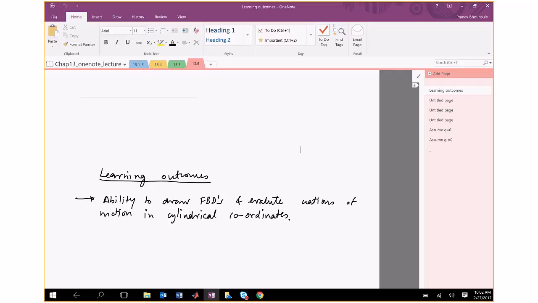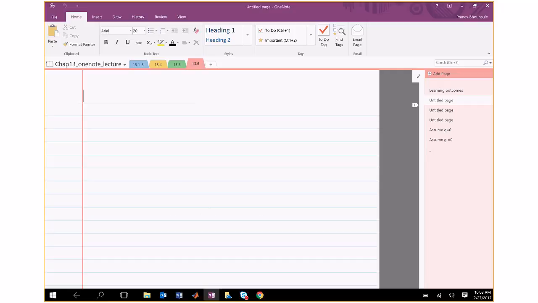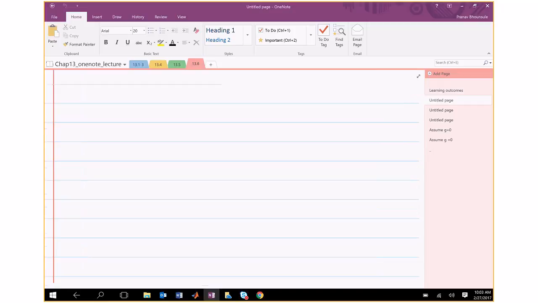Okay, let's get started. So last time we did free body diagrams when the coordinate of choice was in the tangential and normal coordinates. This time we're going to do the same thing, but now the coordinates of choice are going to be in cylindrical coordinates. Let me just review cylindrical coordinates before we get started with problems.